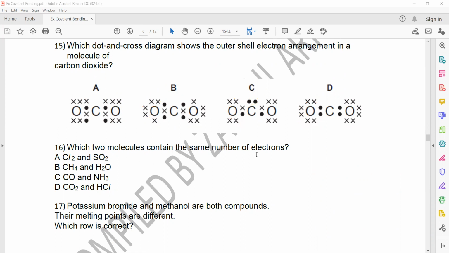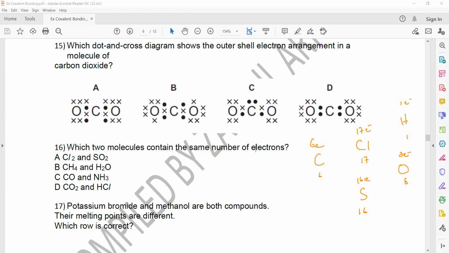Which two molecules contain the same number of electrons? How to get the number of electrons? For this you have to use a periodic table. Chlorine is 17, sulfur is 16, oxygen is 8, hydrogen is 1 and carbon is 6. These are the number of electrons present in each atom. One carbon contains 6 electrons, chlorine contains 17, one hydrogen contains 1, oxygen contains 8 and sulfur contains 16 electrons.